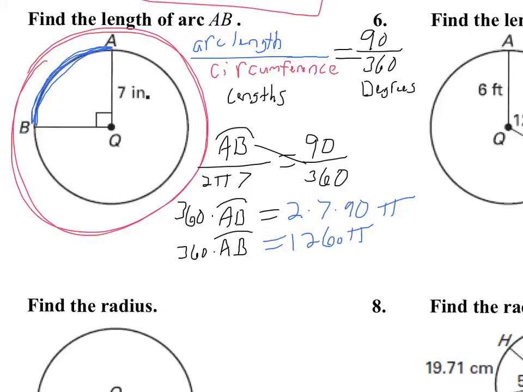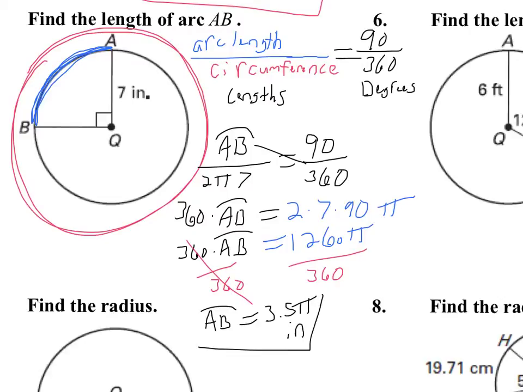So now, to get the arc AB by itself, I can divide by 360. That way, AB will be by itself. I'll divide the other side by 360. So I can actually type that in, 1260 divided by 360. And I get 3.5. So the exact answer here, without rounding, would be 3.5 pi inches.